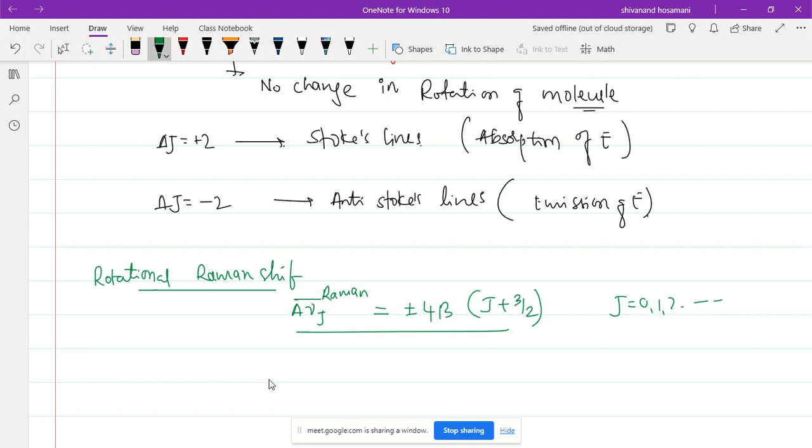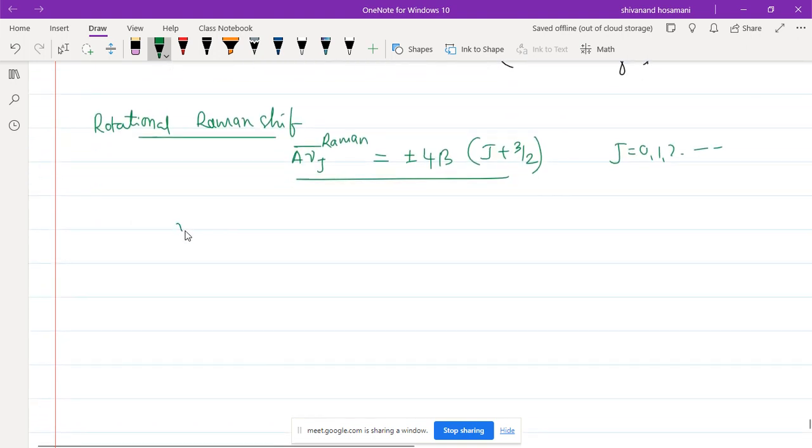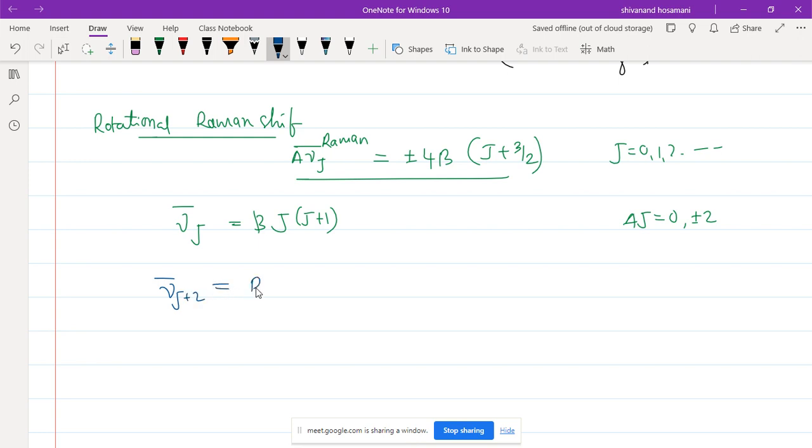Now how do we define the Jth level energy? For example, the wave number of the Jth level of Raman is given by B into J into J plus 1. Then what should the change be? The change in J value, delta J, should be equal to 0 or plus or minus 2. Then the wave number of the J plus 2 state becomes B into J plus 2 into J plus 3. Now if you take the difference between these two, delta nu bar equals 4B times J plus 3 by 2.